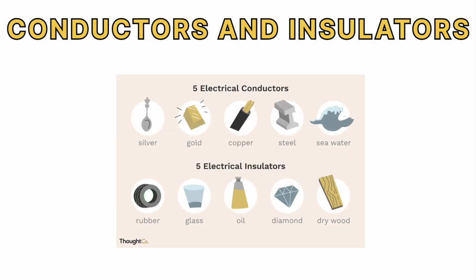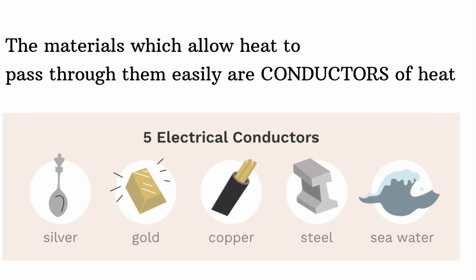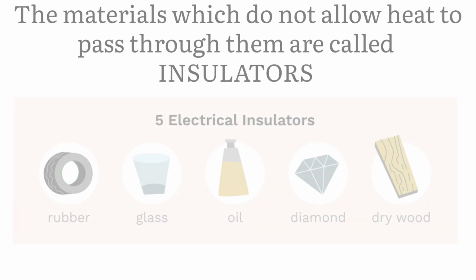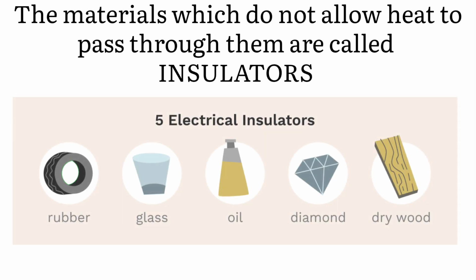Now comes our next concept, conductors and insulators. You have already heard about conductors and insulators. Then what do you mean by conductors and insulators? Conductors are the materials which allow heat to pass through them easily. For example, aluminium, iron, and copper. Insulators are the materials which do not allow heat to pass through them.